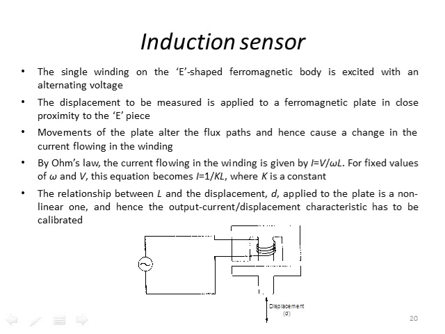And these induction sensors, they are ubiquitous. They're used in many, many places. They can be really inexpensive. This is an example of an E-shaped ferromagnetic body. So the permeability of the E-shaped material will support a magnetic flux in it, and it's excited with an AC current. The displacement is to be measured as this other ferromagnetic plate comes in close proximity.